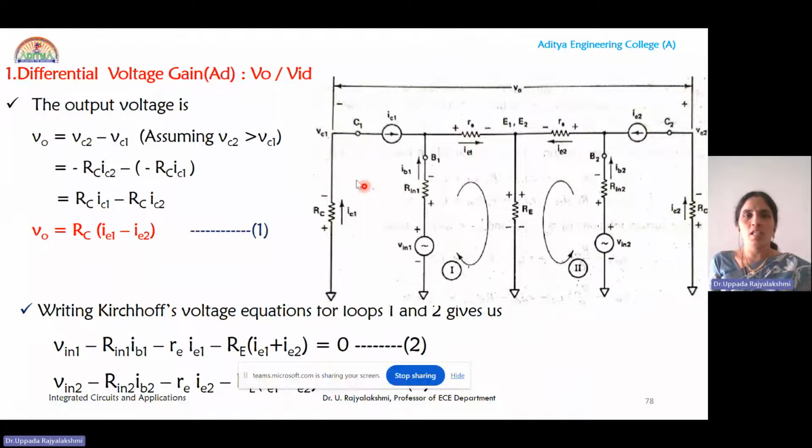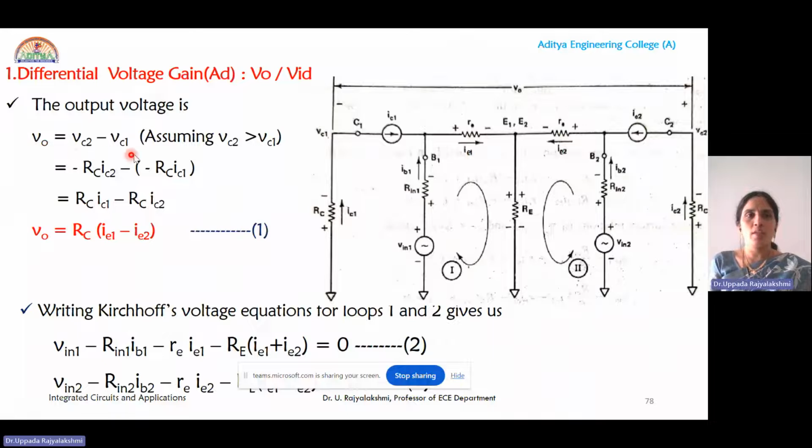Similarly, VC1 is minus IC1 into RC. The negative sign is due to the current flow. The current flows in this direction because we have grounded the DC voltages. So the DC voltages plus VCC and minus VE are set at ground potential. That's why the collector end is connected to ground, and here also the collector end is connected to ground, and the emitter resistor RE is connected to ground.